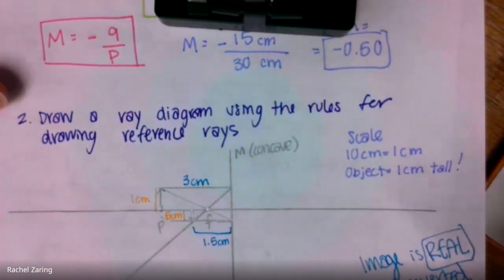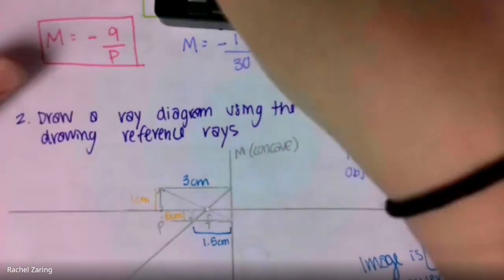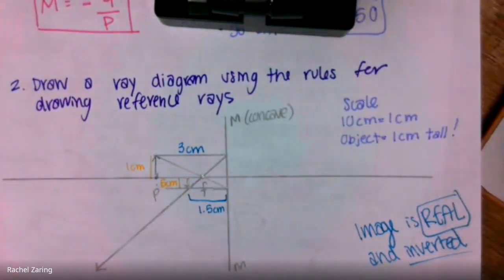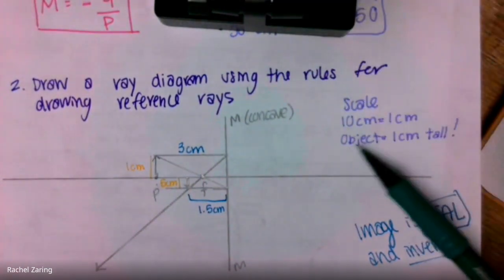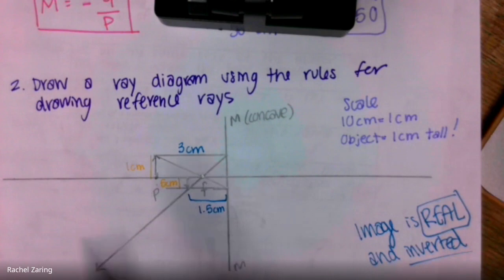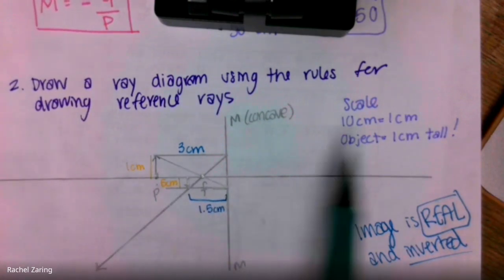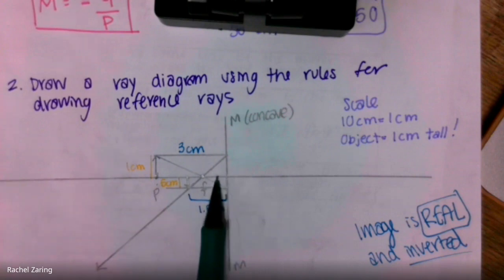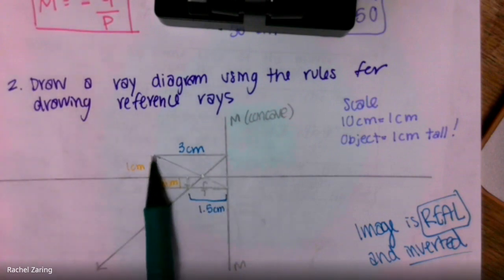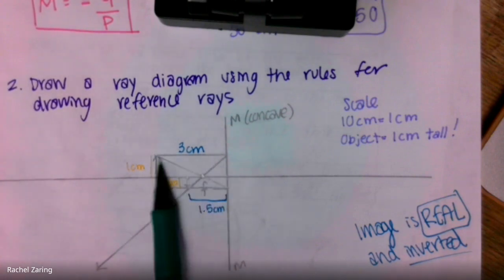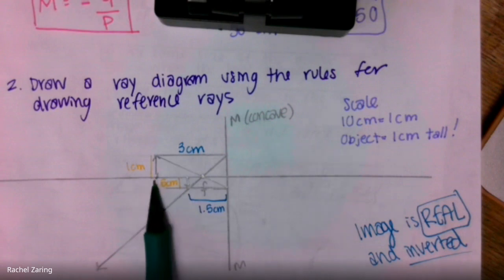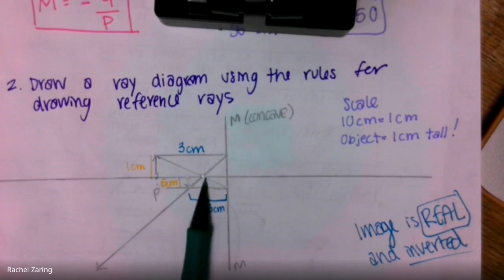So lastly, you should draw your ray diagram using your rules. This is the full final product here. Again, we used a scale of 10 centimeters to every 1 centimeter, and our object is 1 centimeter tall. So with that scale in mind, we drew our 1 centimeter object 3 centimeters away from the mirror because it originally said 30. And then we drew our focal point about 1 centimeter away from the mirror because it was originally 10.